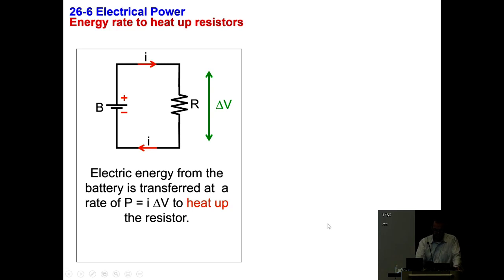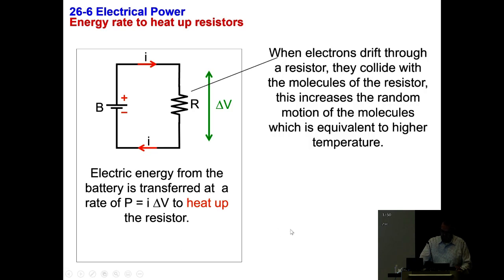The electric energy from the battery is transferred to the resistor as heat. That's why when you connect a resistor to a battery and touch it later, you find it's warm, because this energy is dissipated as heat. It causes the molecules of the material to vibrate more, and at higher velocity the internal energy increases. The electrons drift through the resistor and collide with its molecules. This increases the random motion of the molecules constituting the conductor, which is equivalent to a higher temperature.